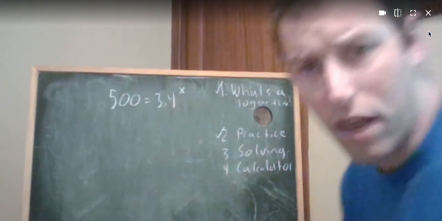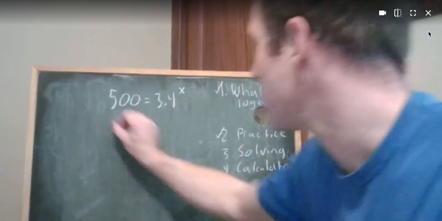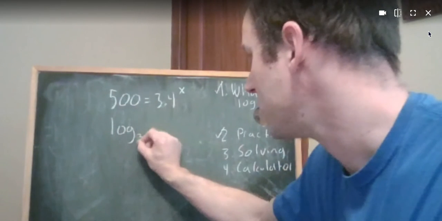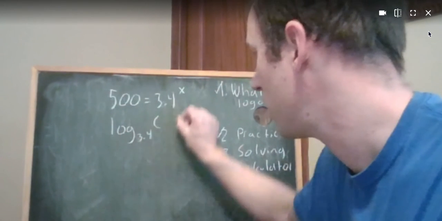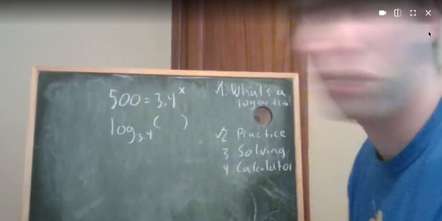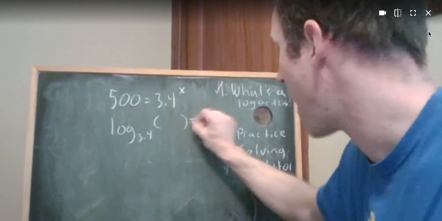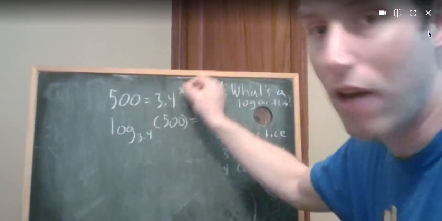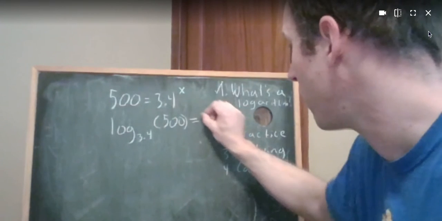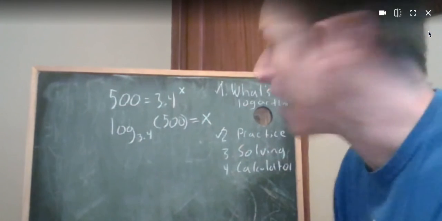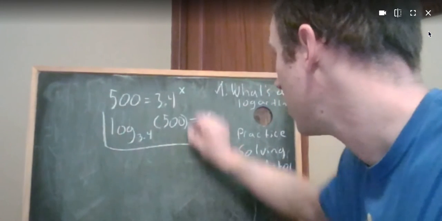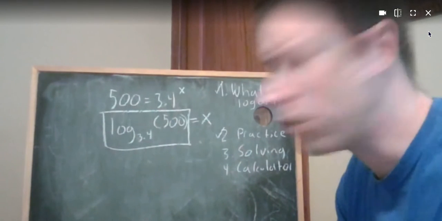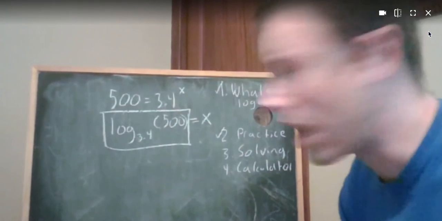Well, to get the x out of the exponent, I'm going to rewrite this logarithmically. I'm going to write the log. The base stays the base. These two numbers switch positions. The number that was by itself is now in the logarithm. The x that was paired with a 3.4 is now by itself. So my answer is log base 3.4 of 500. How do we evaluate that? We'll get to that in a second with the calculator.